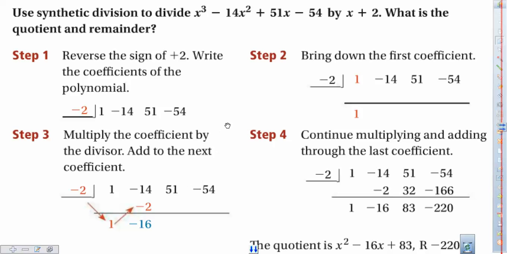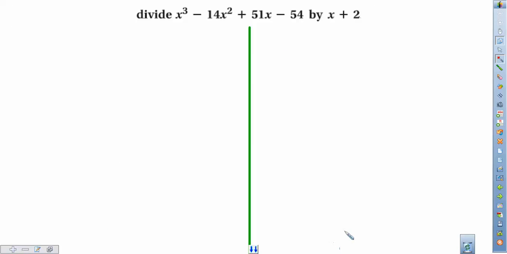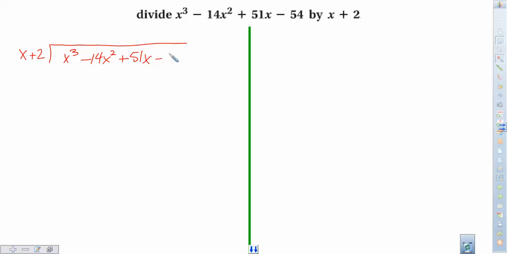So what I'm going to do for you right now is I'm going to do long division and synthetic division at the same time. Take a look. I'm going to do it with this problem here on the note sheet. Alright, so here's how this works. If we were to divide this using long division, what it would look like is we'd be taking x plus 2, division sign, and in there we'd have x to the third minus 14x squared plus 51x minus 54. Okay?